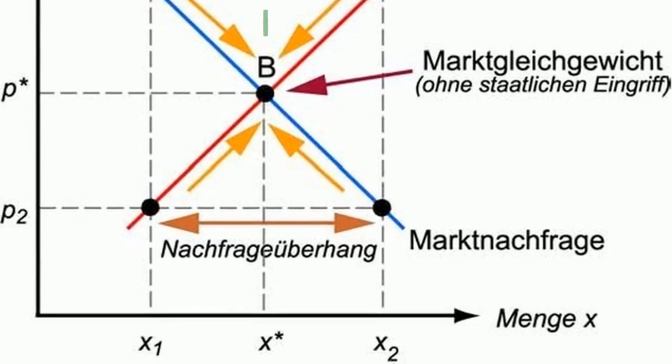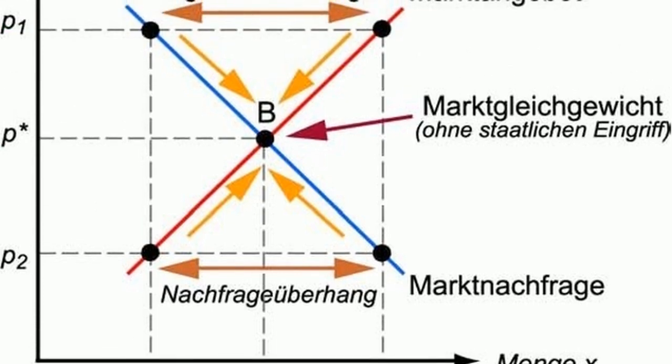This chart shows the aggregated market demand in blue, crossing the aggregated market supply in red. The exact point where these two lines intersect, point B, is the market equilibrium, or Marktgleichgewicht. At this specific price, the number of units suppliers want to sell matches the exact number of units buyers want to purchase.